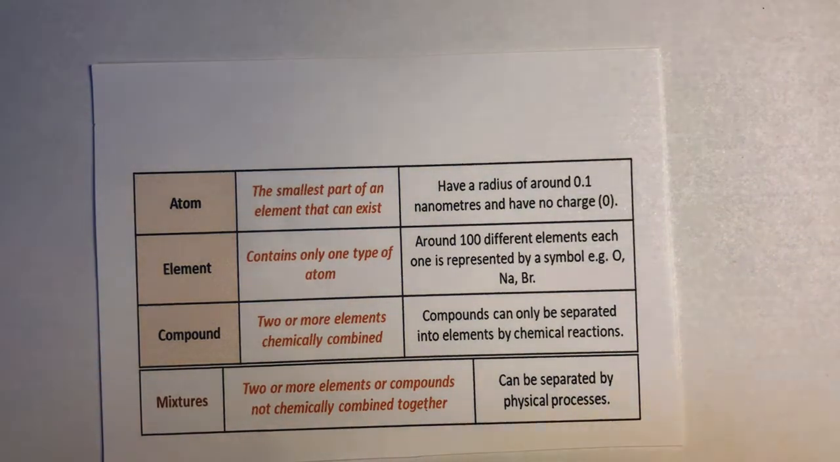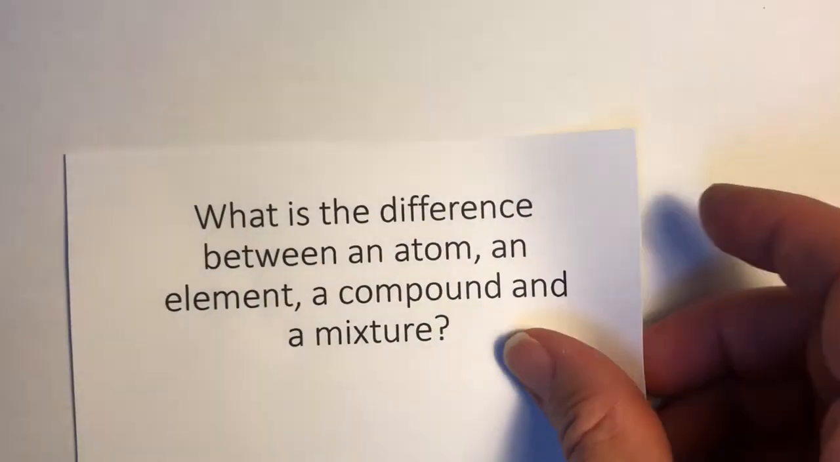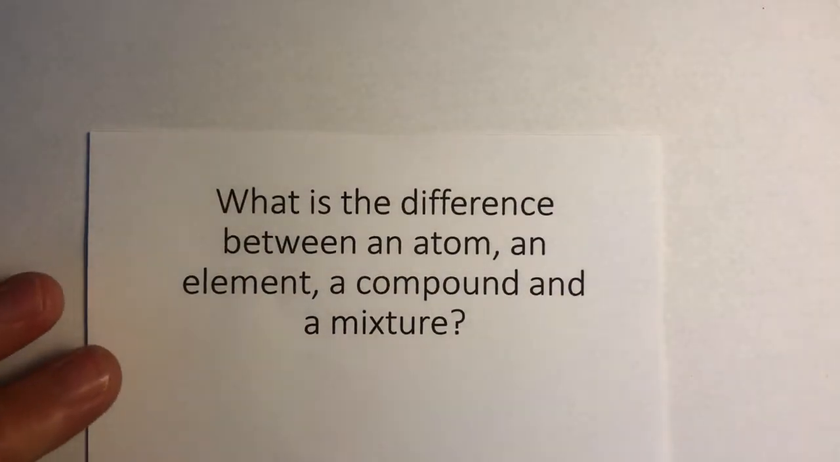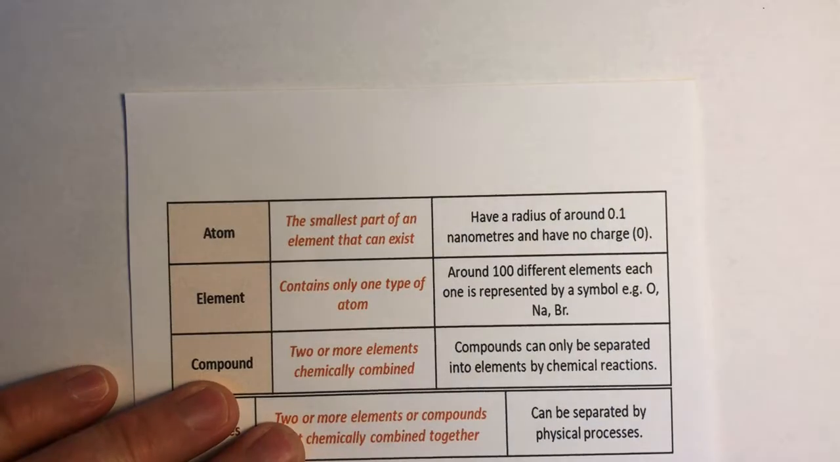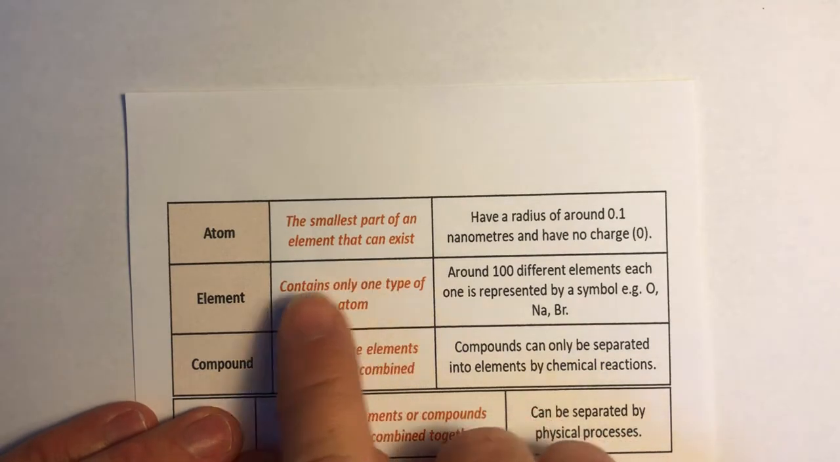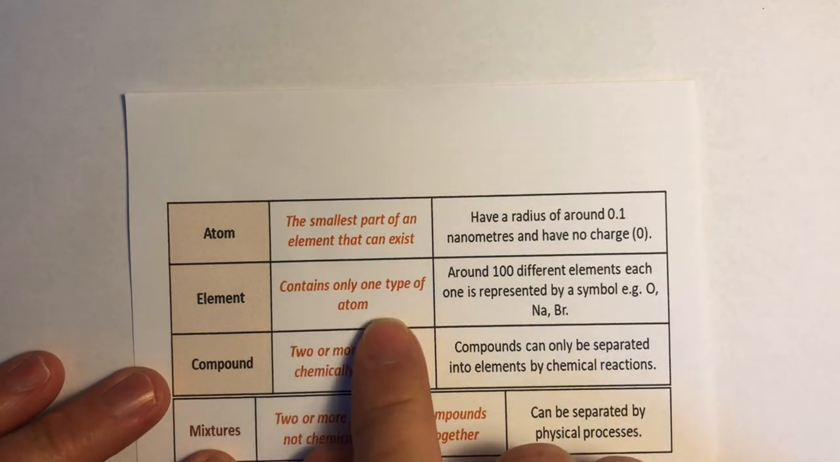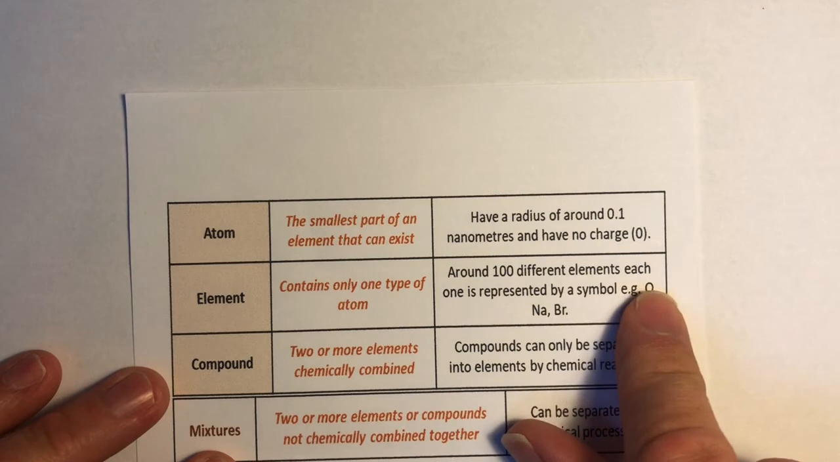The question is, what is the difference between an atom, an element, a compound, and a mixture? So, an atom is the smallest part of an element. An element contains only one type of atom, and there's around about 100 different elements.